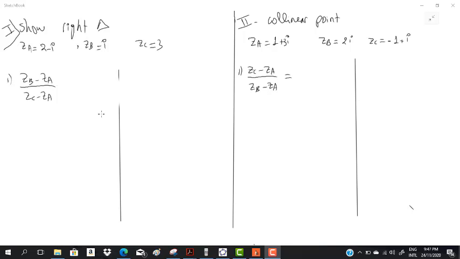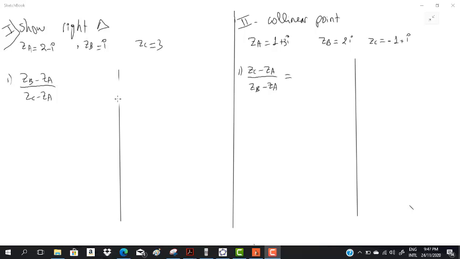Okay, we have two problems today. The first one is how to show a right triangle in a complex plane. For example, we have the 3 points A, B, and C of respective affixes as shown, and the problem is to show that ABC is a right triangle.